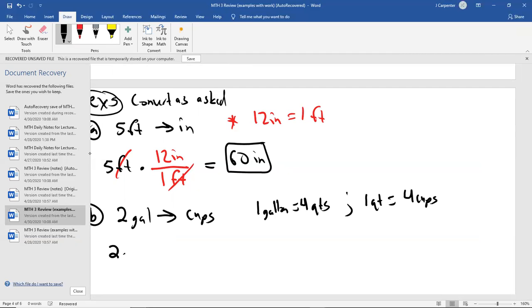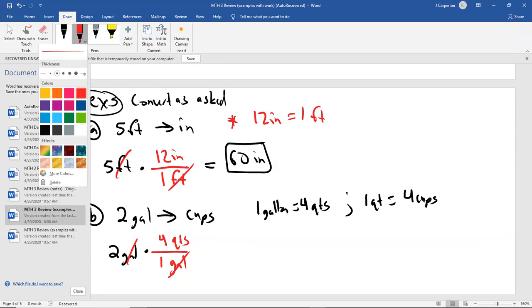So we start out with our 2 gallons. We're going to multiply by a fraction. We got to get rid of the gallons, so I know gallons go in the bottom. We can convert between gallons and quarts, and it's 1 gallon is 4 quarts. So our gallons are gone. That'll put us in quarts. But we're supposed to go to cups.